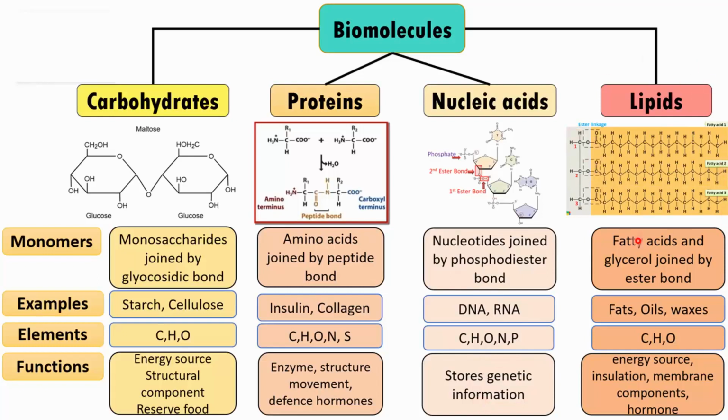The next is lipids. Lipids are made up of monomer units like fatty acids and glycerol that are joined by ester bonds. Examples include fats, oils, and waxes. The elemental composition of lipids is mainly carbon, hydrogen, and oxygen. Again, lipids are a good source of energy. They act as an insulator and provide insulation. They are essential components of the membrane, and certain hormones are present in the form of lipids.